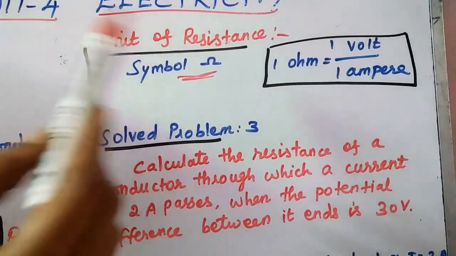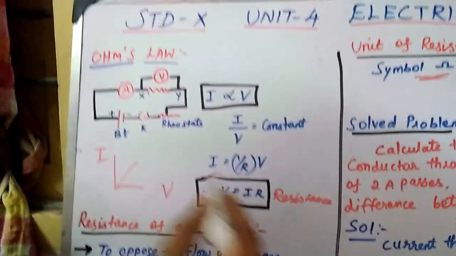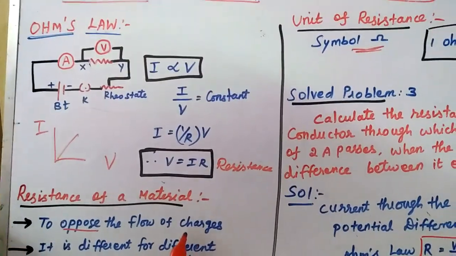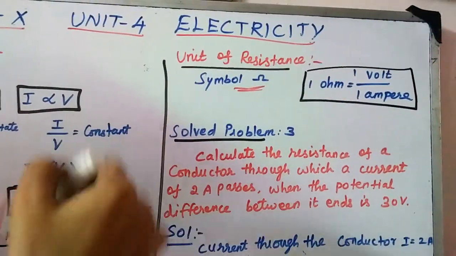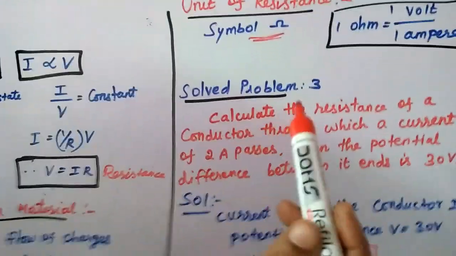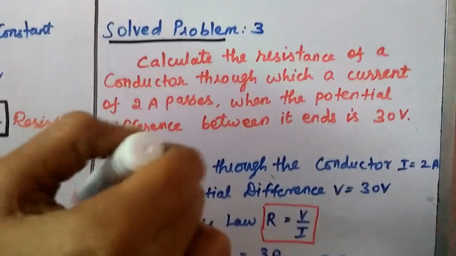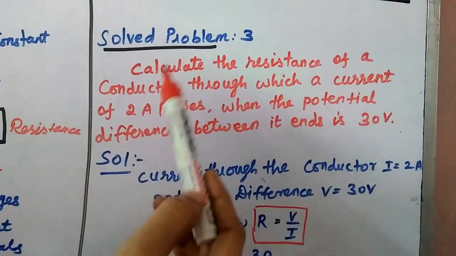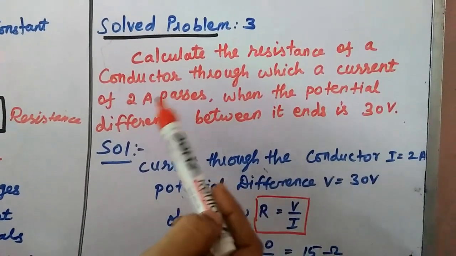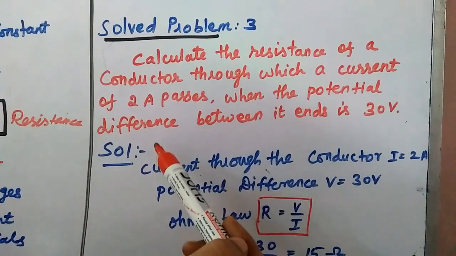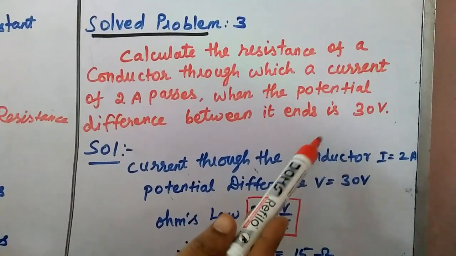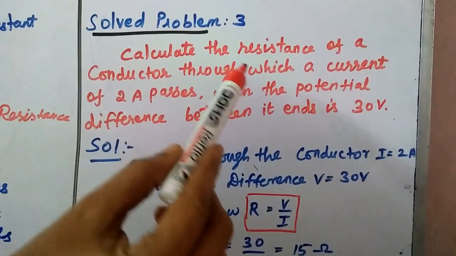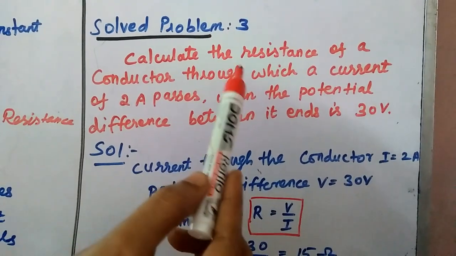So now we know V is equal to IR, the resistance of a material, and the unit of resistance. Then next, based upon the formula, we solve problem 3. Calculate the resistance of a conductor through which a current of 2 A passes when the potential difference between its ends is 30 V. So what do they ask? Calculate the resistance.